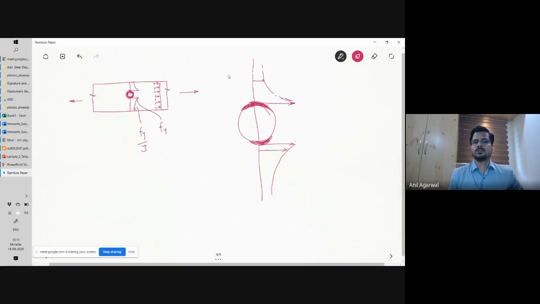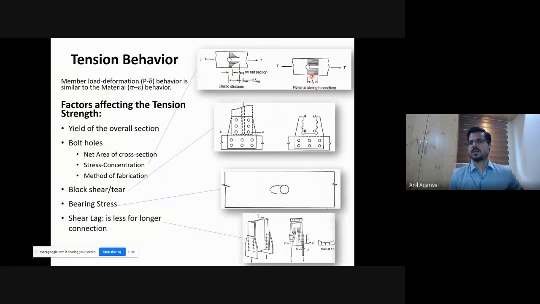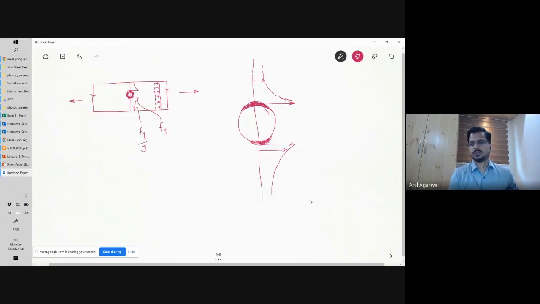Otherwise, you allow it to yield, then if you go to plastic state, the stresses will be Fy everywhere, because beyond Fy anyway they can't exceed. So the stresses will be Fy everywhere. And even if it reaches Fy, all you have is only about 15% of that deformation.